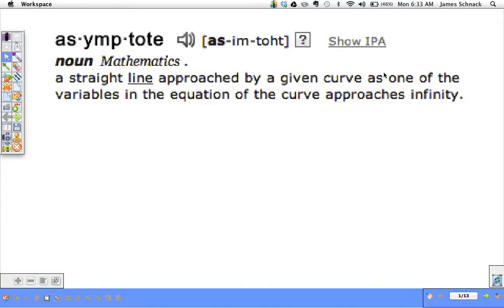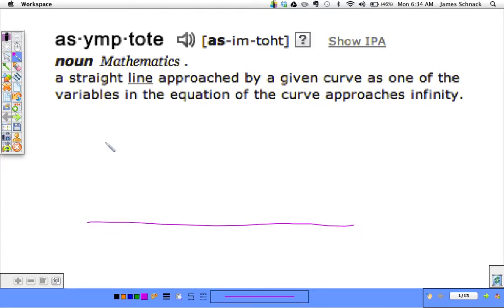All right, to start off, we have a definition from dictionary.com. Asymptote: a straight line approached by a curve as one of the variables of the curve approaches infinity. So in other words, we have a line, and as we call this the x-axis, say, our curve as x gets infinitely large, it's getting closer and closer and closer to some line.